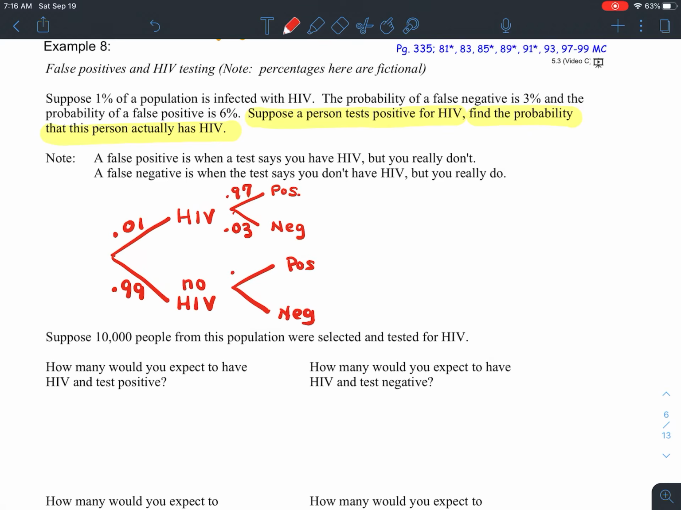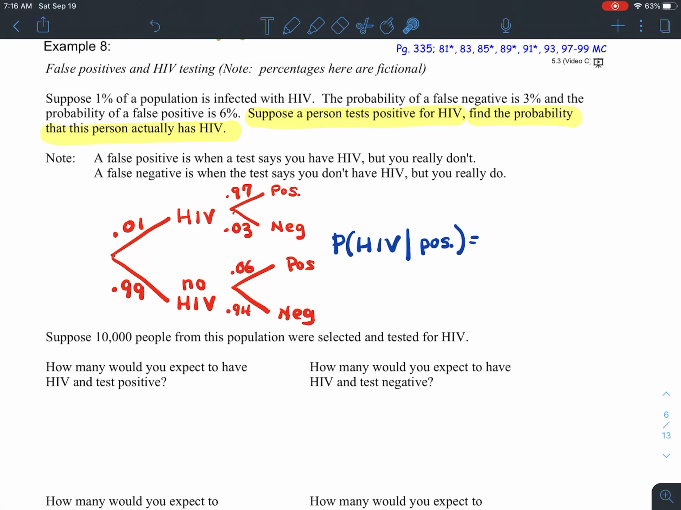And then the other percent we were given is the probability of a false positive is 6%. That's if you don't have it, but then the test is telling you that you do. So here's 6% and 94%. So to answer the question that I have highlighted here: supposing that someone had a positive test result, what is the probability that that person actually has HIV?